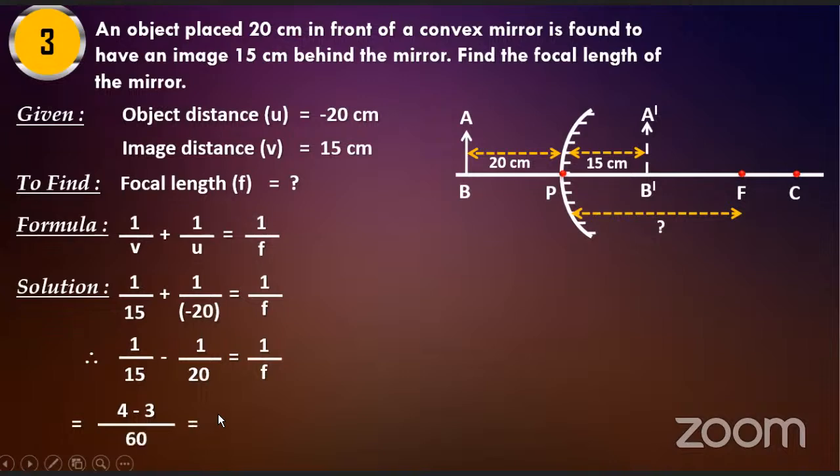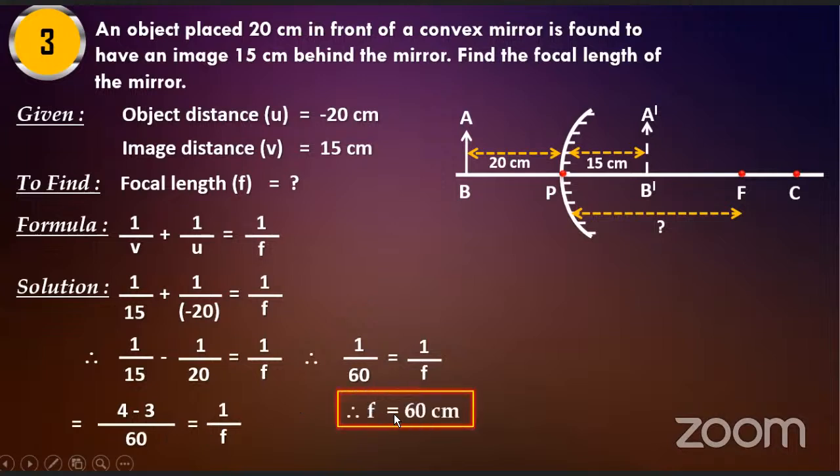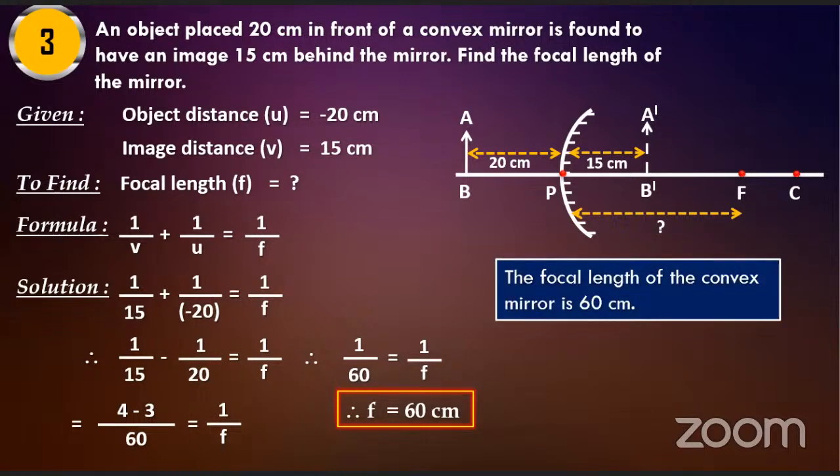What is the value of focal length? 60. 4 minus 3 is 1, so 1 by 60. So 1 by f is equal to 1 by 60. No negative here, only positive. So f is equal to 60 centimeters. Very good. So the value of focal length of the mirror is 60 centimeters.